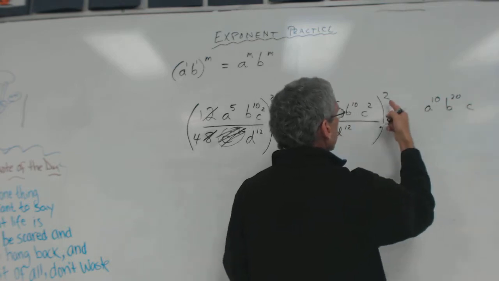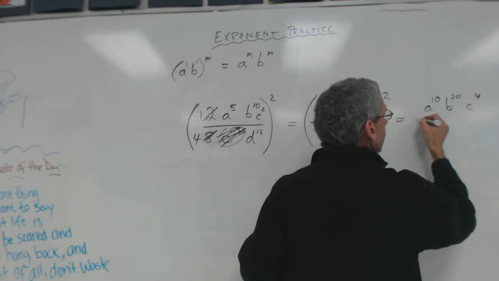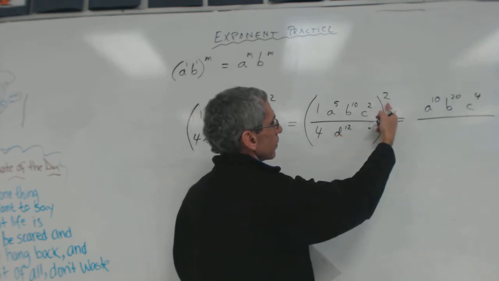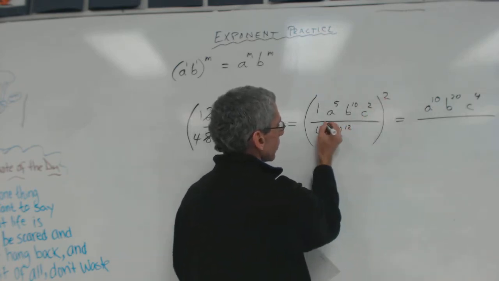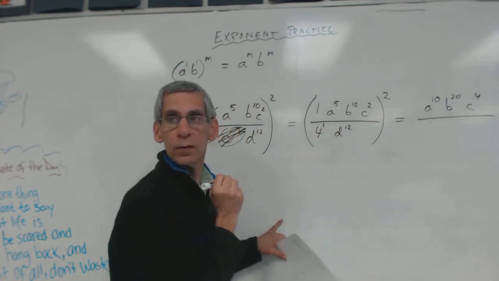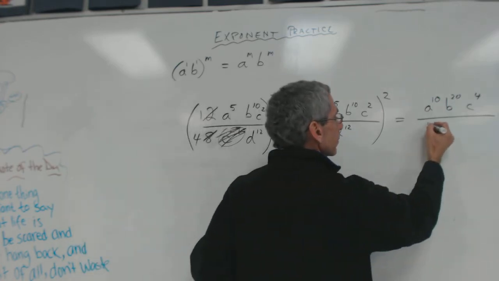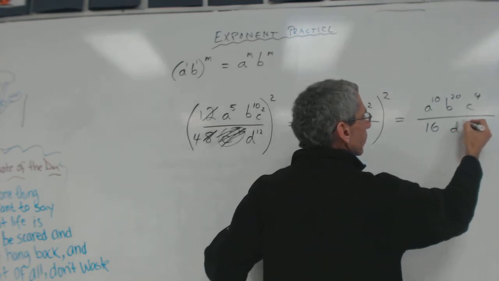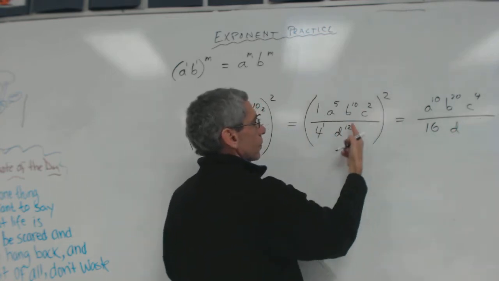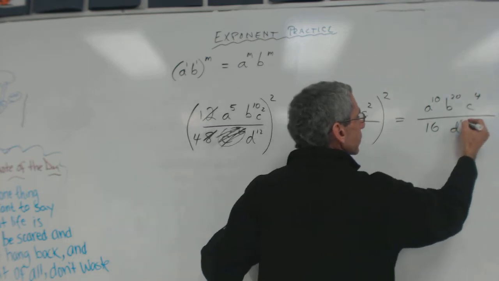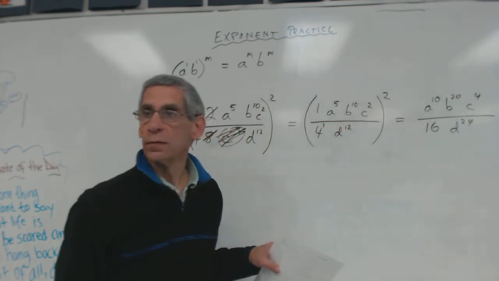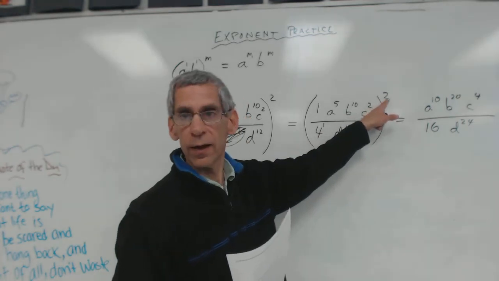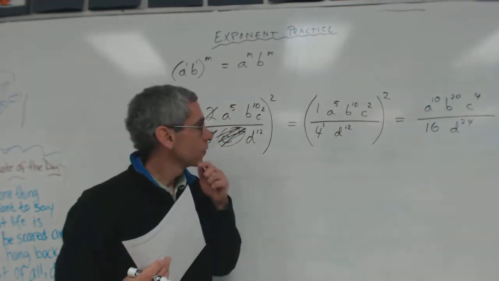And C to the 4th power over 8. What's the exponent? 16. Yes, 16. And then D to the 24. Yes, 24. Beautiful. How did you get 6? Never mind. 4 squared, right?